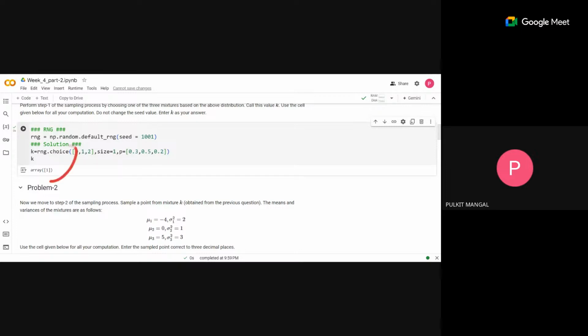Does anybody have any doubt? Just notice that it is giving you an array. If you want to extract the value, you have to put 0 here, and now it's giving a number. Clear, everyone?